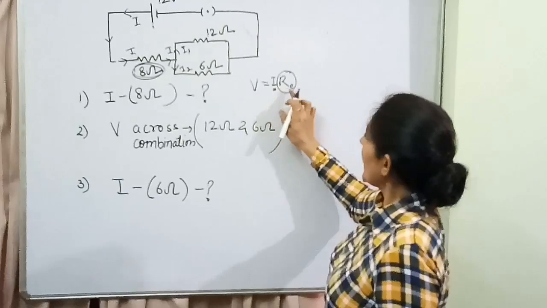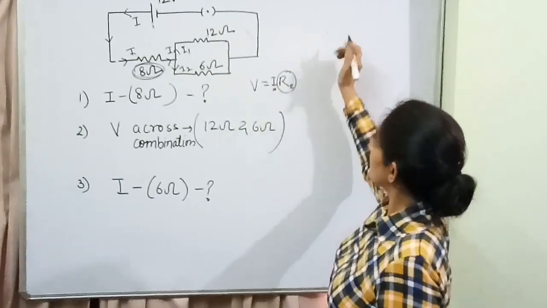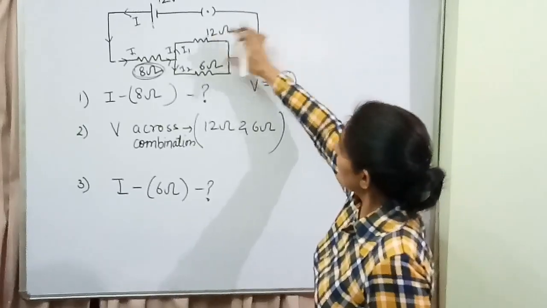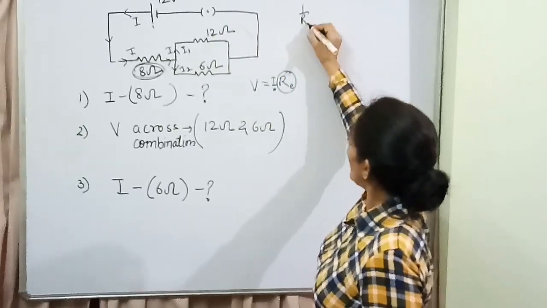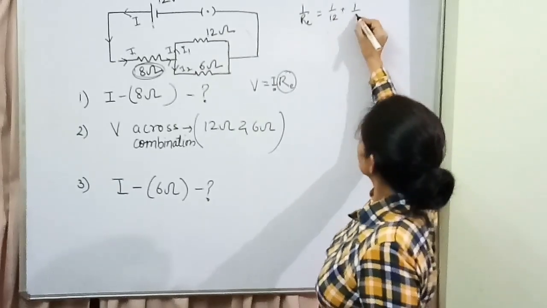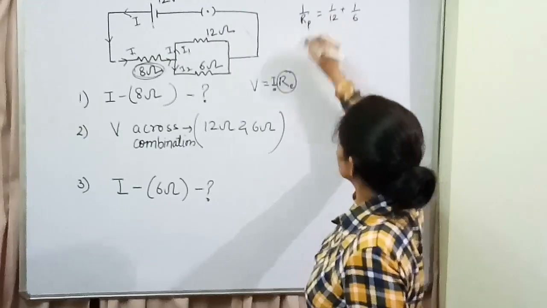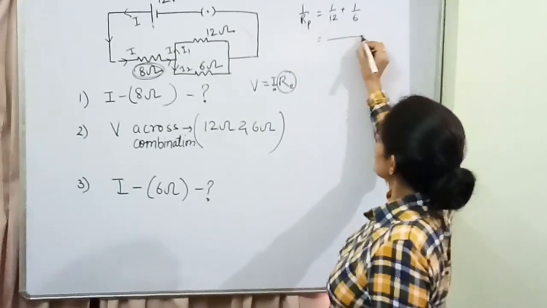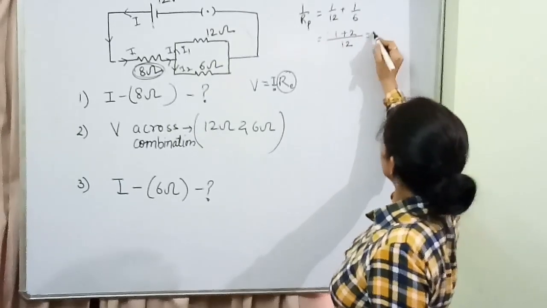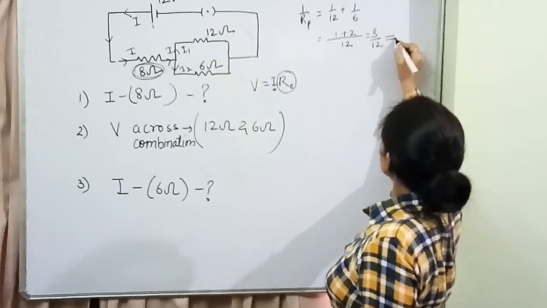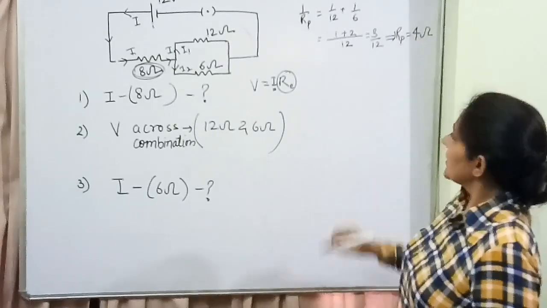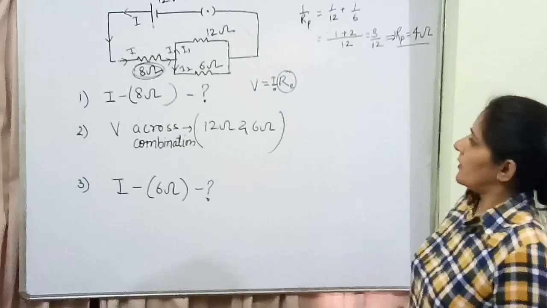So V is equal to IR, where R here is the equivalent resistance. How to find out that? These two are connected in parallel. So 1 upon R equivalent for these two is 1 upon 12 plus 1 upon 6. For parallel I am writing R3 so that you can understand. So we are taking LCM 12. This is 1 plus 2, that will be 3 by 12, means RP is equal to 4 ohm. Okay, this is the equivalent resistance in parallel.